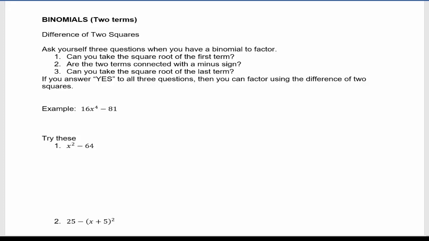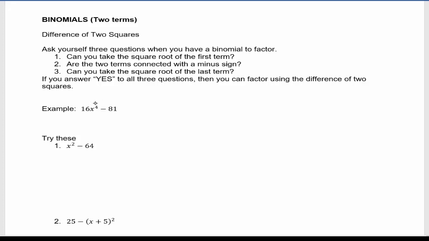The first situation that we're going to look at is when we have two terms that have been squared and how we can factor those. I like to go by these rules when we have the difference of two squares, and we want to ask ourselves three questions when we have a binomial to factor. The first question we want to ask ourselves is, can you take the square root of the first term?